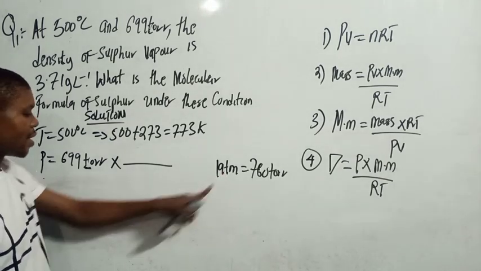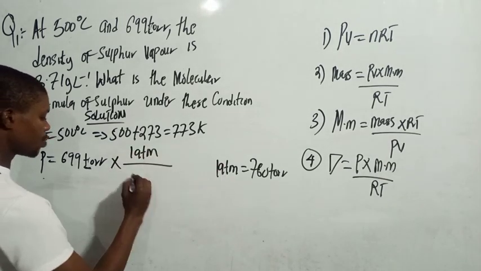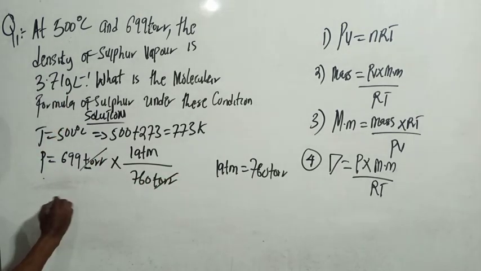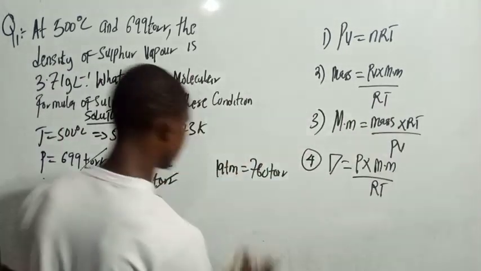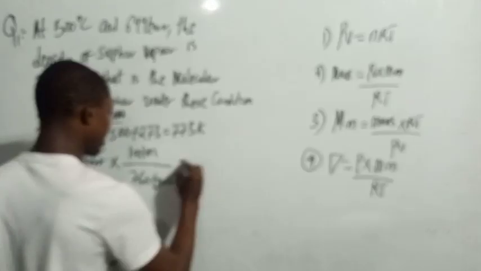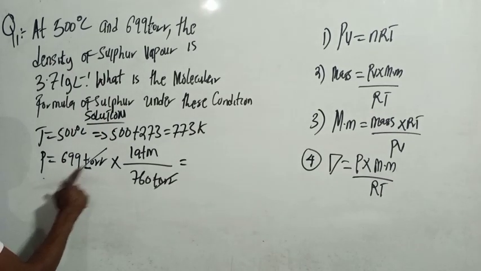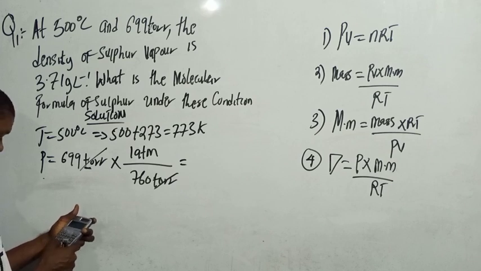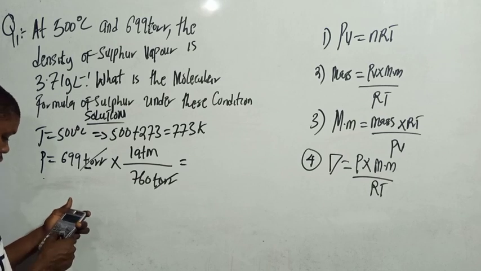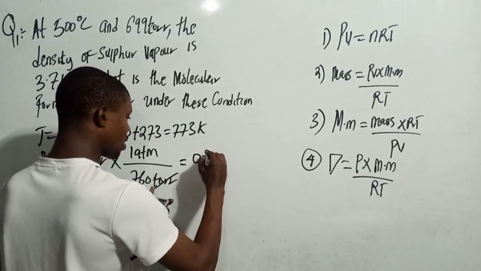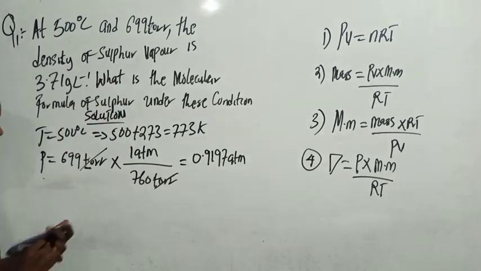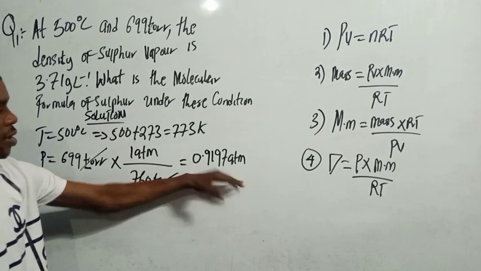Now, this ATM will be at the top, and the torr must be at the bottom, so that the torr cancels out. What I have left is 699 times 1 over 760. Here I have 699 times 1 divided by 760, which gives 0.9197 ATM. So that is the pressure in ATM for my equation.